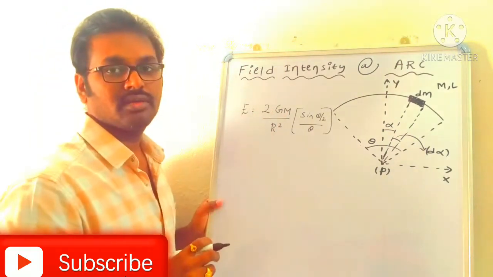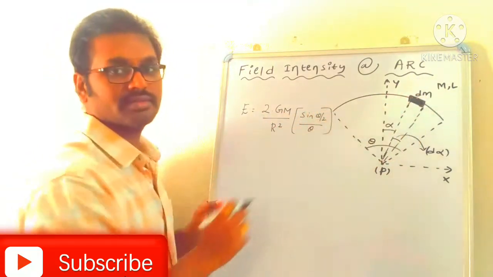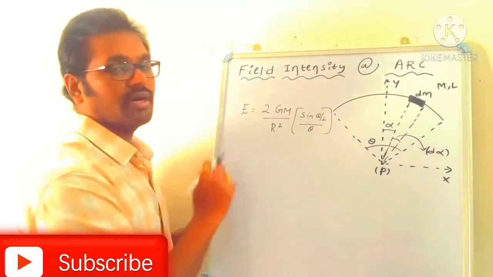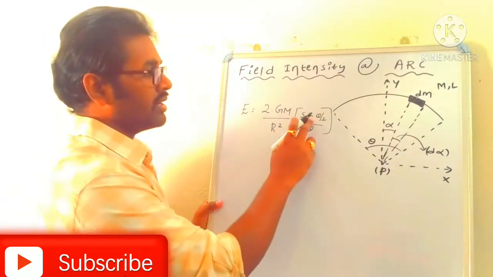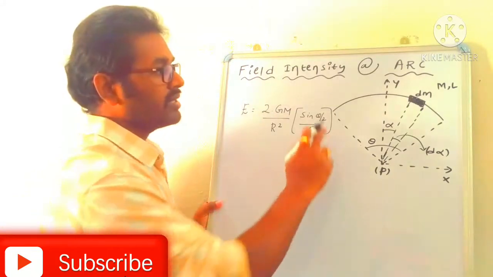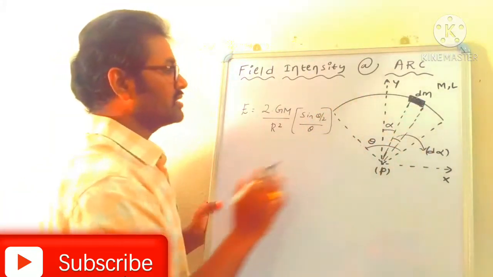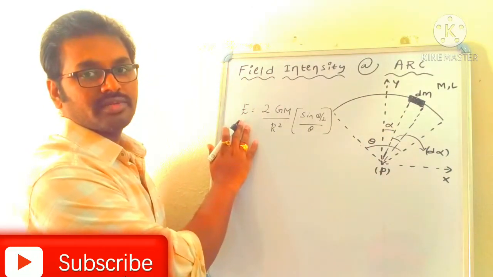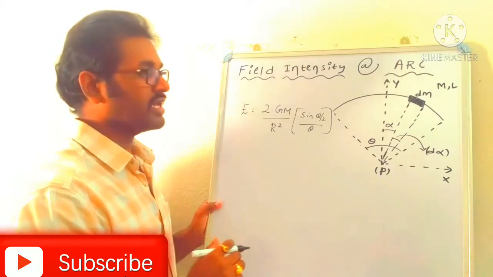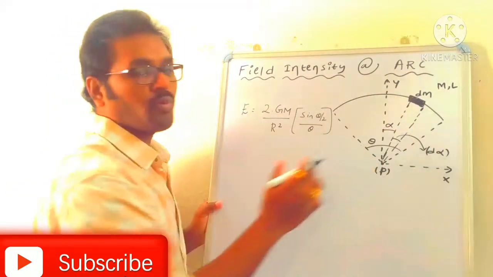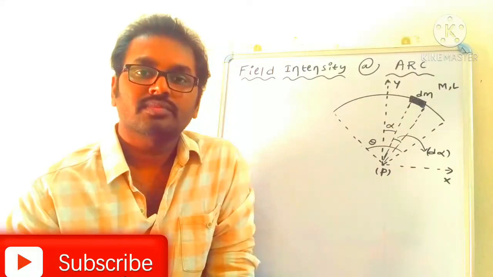Here G is the gravitational constant, M is the mass of the arc, r is the radius of the arc, and theta is the angle made by this arc at the point P. If we know these things, we can find the gravitational field intensity at the point P, which is the center of this arc. How to get this result?